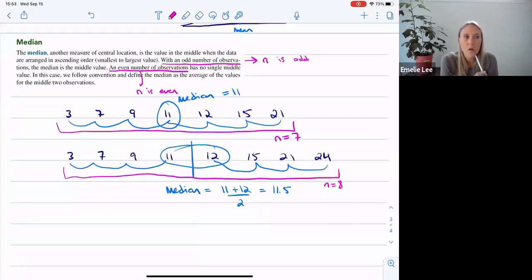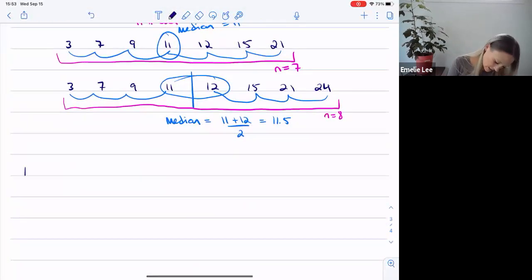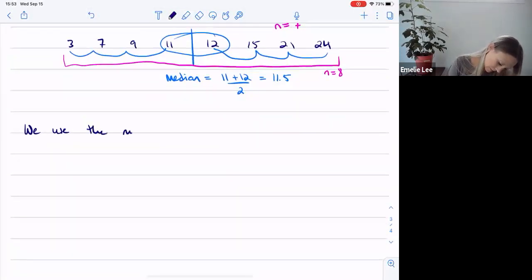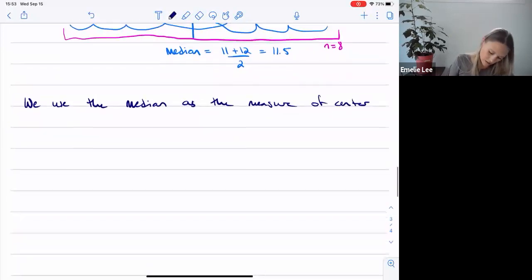Good. So the reason we would use the median instead of the mean is if we have a highly skewed distribution. We use the median as the measure of center for skewed distributions.